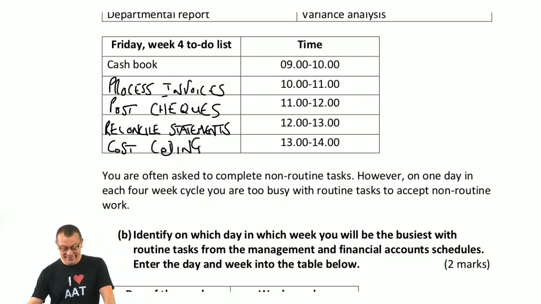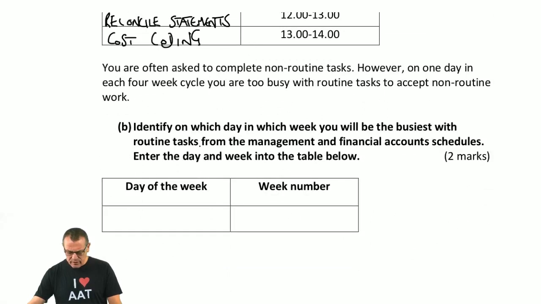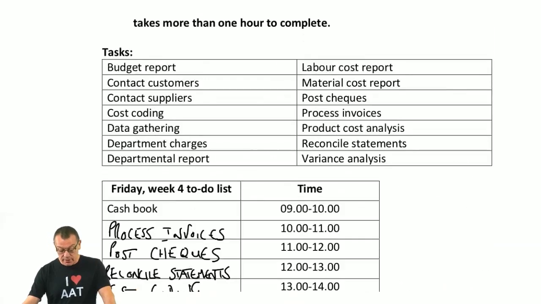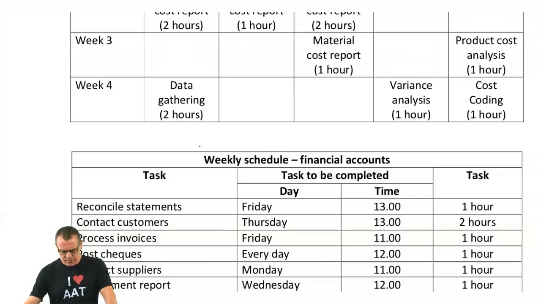Okay, part B. Identify on which day of the week you would be the busiest with routine tasks from the management and financial accounts schedules. So which day of the week? So there are 4 weeks, that was the cycle, and we were working 5 days a week. So we need to look and put some workings together to really try and find out which is the busiest part of the week. So let's have a look, management accounting first of all.